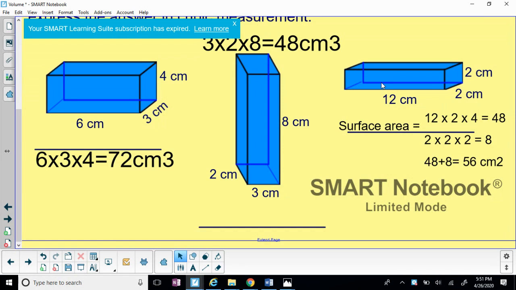Front, you can think of it like that, back, top, bottom. They're all going to have a height of 2. So if you go 12 times 2 times 4, it's a quicker way of adding 4 faces. Okay? And we add them up. 12 times 2 times 4 is 48. 2 times 2 times 2 is 8, for a grand total of 56 centimeters squared.